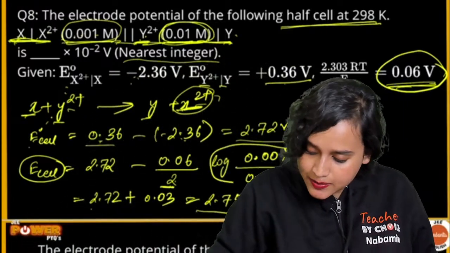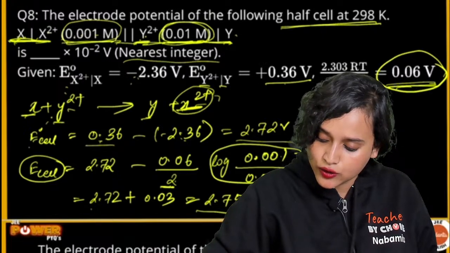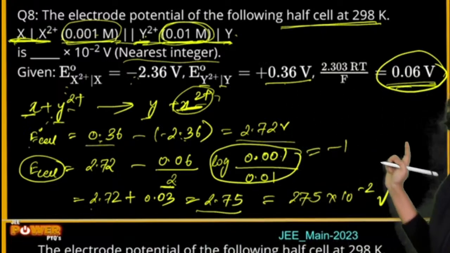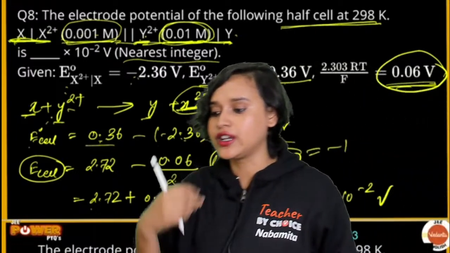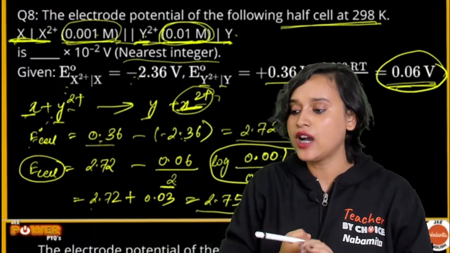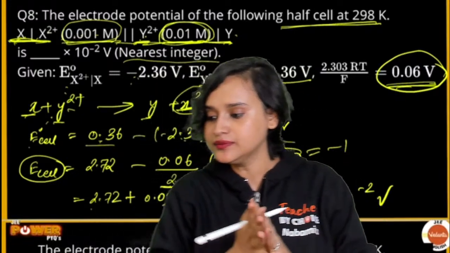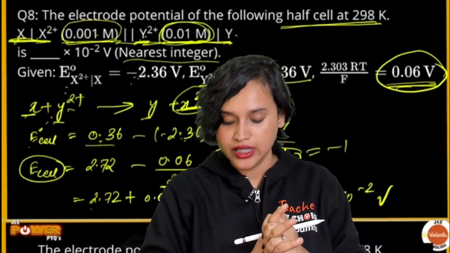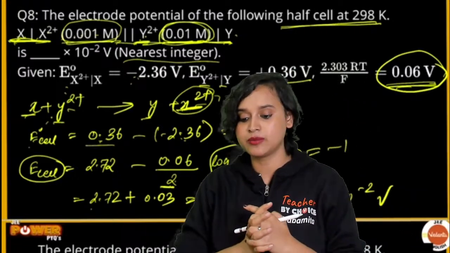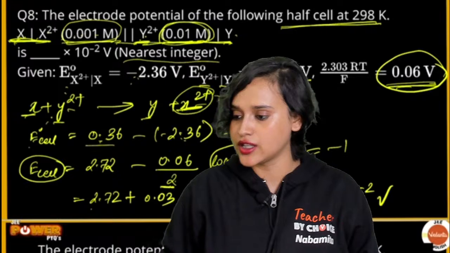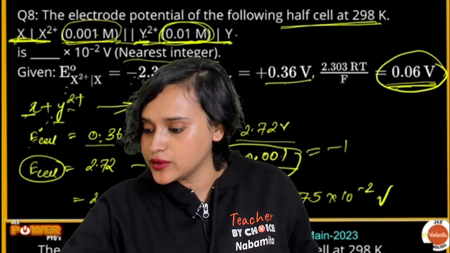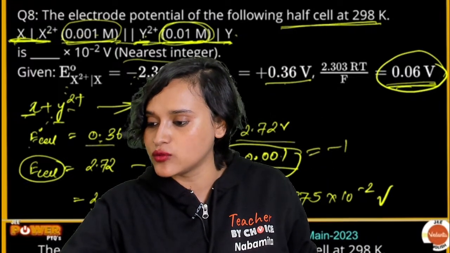Guys, this particular log is equal to minus 1. That is why 2.72 plus we have written it as 0.03. Got it? Clear? Any doubt here? It is 275 multiplied with 10 to the power minus 2 volt. Okay? Yes, Mithilesh also understood. Sriram, did you understand? Tarun, did you understand? Yes, Tarun, what was your question?